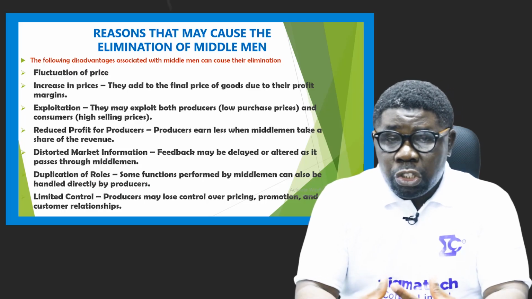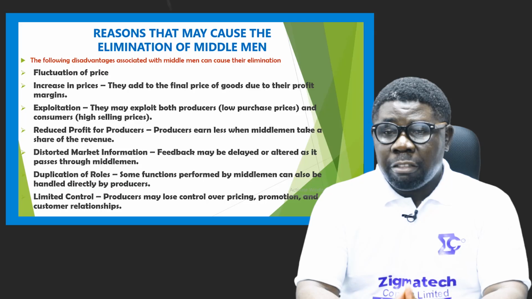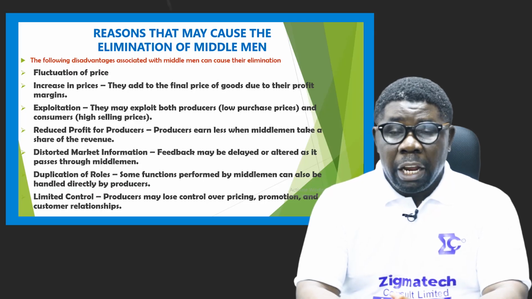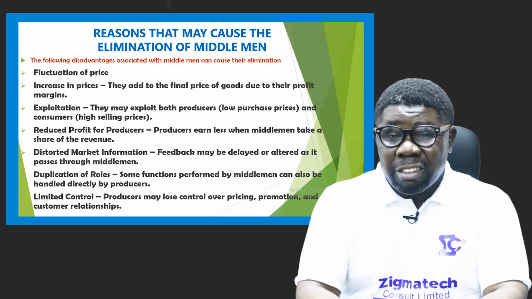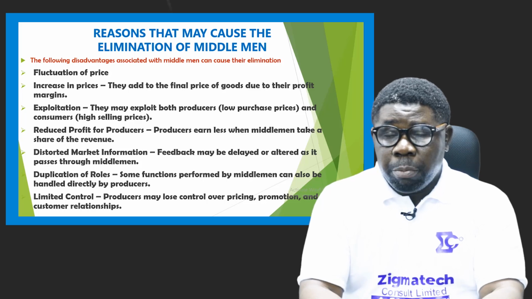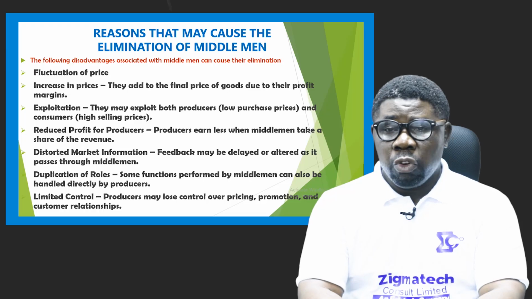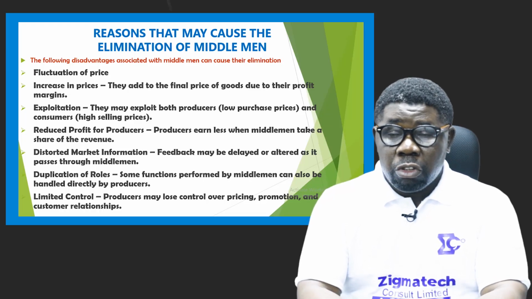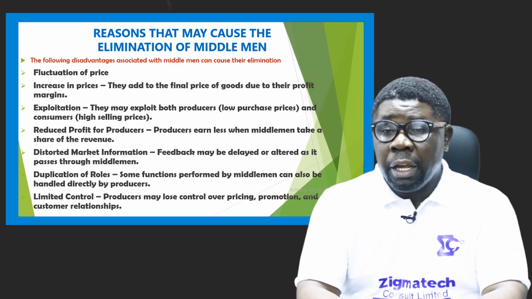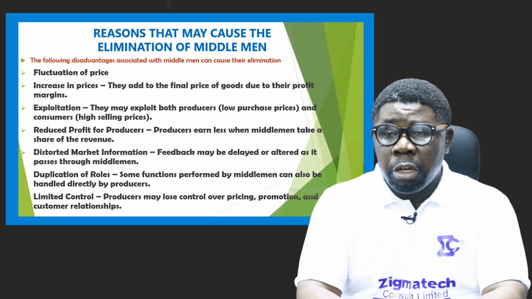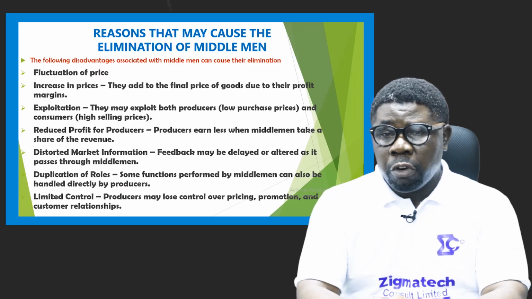So exploitation is another reason. They may exploit both the producer, by doing what? Ensuring the producer sells at a lower price than it's supposed to be, and then again exploit the consumers by doing what? By selling at a higher price as well. So they can actually do this effortlessly. They know how to make it happen. So this could be a reason why they should actually what? Go or be eliminated.